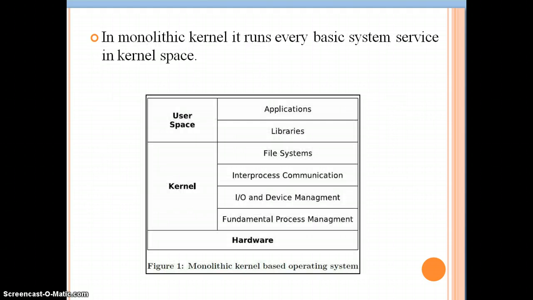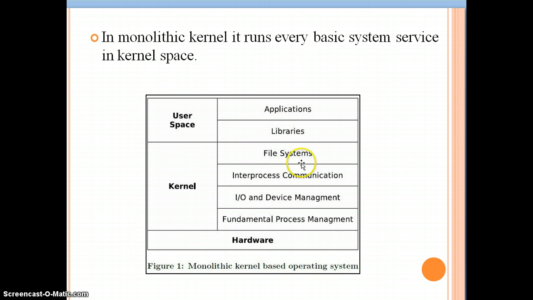So this is the basic structure of the monolithic kernel based operating system. A monolithic operating system runs every basic system service in the kernel space. As shown in the diagram, the user space and the kernel space are shown above the hardware. In the user space only the application programs and the library functions are present, whereas in the kernel space the file system, inter-process communication, input output device management, and all the process management are carried out. So the services and programs run in the kernel space in the monolithic kernel operating system.